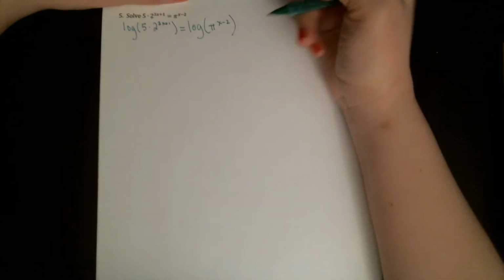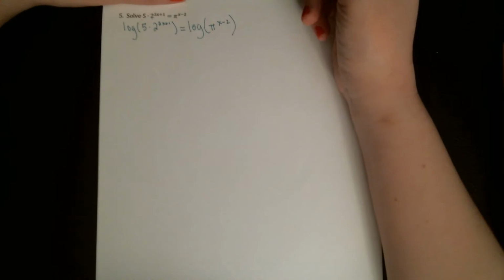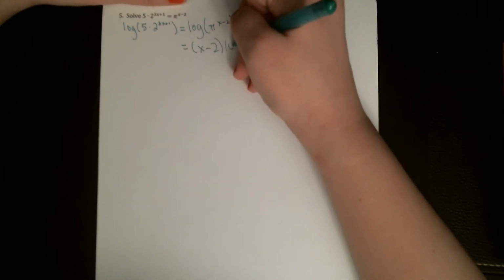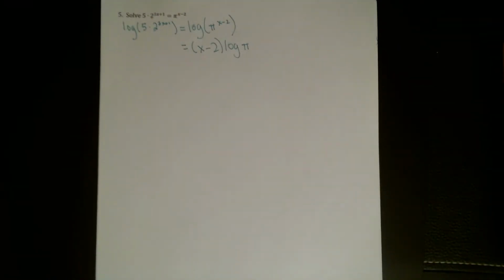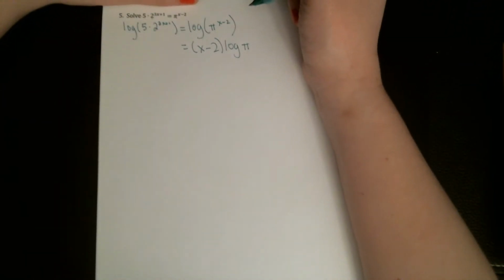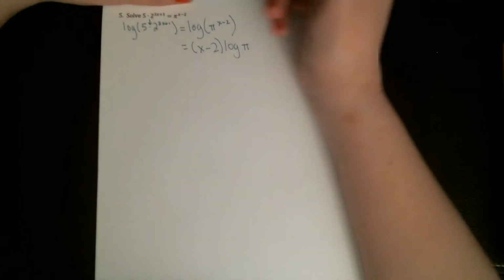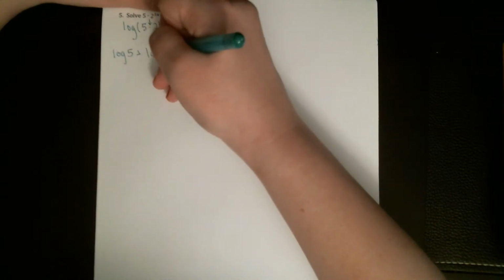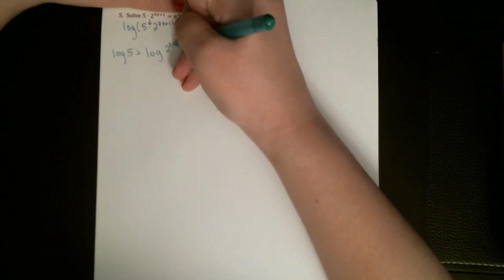Okay, so 5 times 2 to the 3x plus 1. So the log of pi to the x minus 2 doesn't cancel out nicely, but I do get to bring the x minus 2 down to the front. So it's still an improvement. The left-hand side, I actually have to deal with the multiplication first, but I do have a log property for that. So I can say the log of 5 plus the log of 2 to the 3x plus 1 is equal to what I've got on the right.